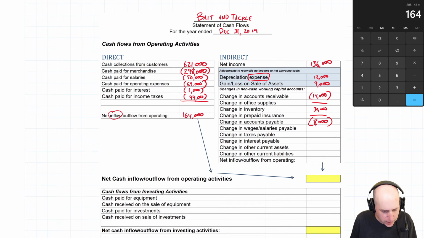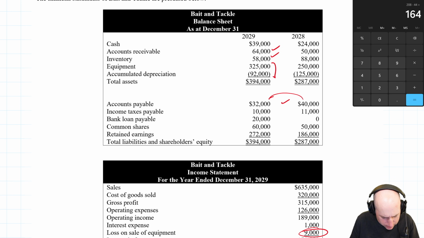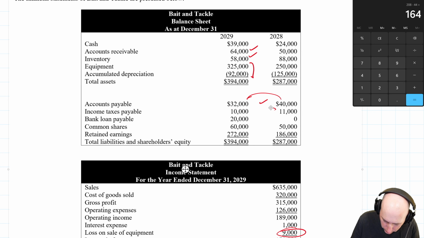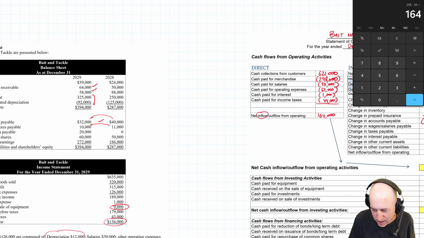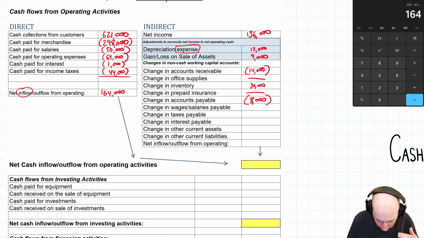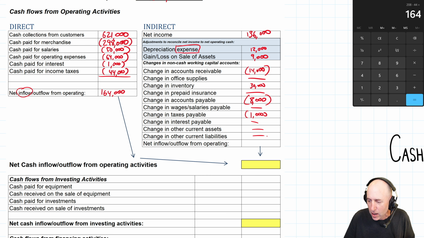Change in wages, salaries payable. I don't think we had that in this company. No. We had taxes payable, though. Our taxes payable goes down. Why does it go down? Because you paid it. So minus 1,000 here. And I think that's going to be it. We did not have interest payable. We didn't have any others. So yeah, that's it. Let's add it up.